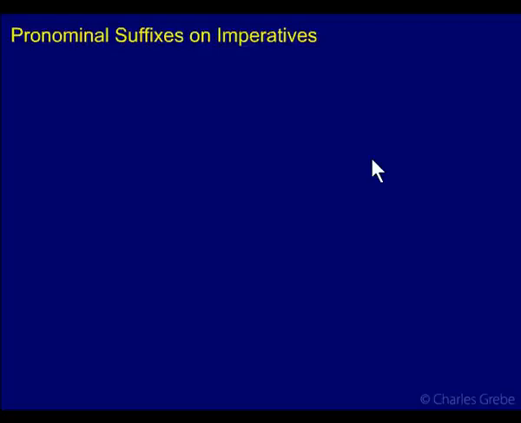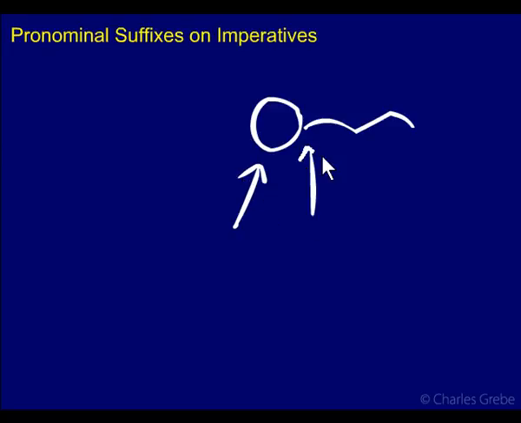Pronominal suffixes on imperatives. So this is our last set of pronominal suffixes. We've looked at the perfect and the imperfect, now the imperative. And again, we'll follow the same basic form. Here's our verb, here's our pronominal suffix. We'll take a look at the pronominal suffixes themselves. We'll look at the ending of the verb, and we'll look at the vowel changes that happen on the verb itself.